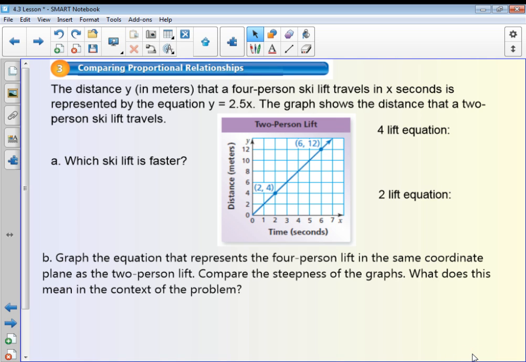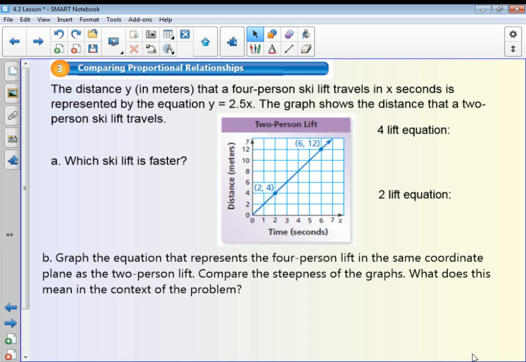Okay, this is our last part of this lesson, but we're going to be going through and comparing proportional relationships. So now they're going to be giving us two scenarios and asking us questions about that. So here, the scenario, we have ski lifts. So we have a 4-person ski lift and a two-person ski lift.